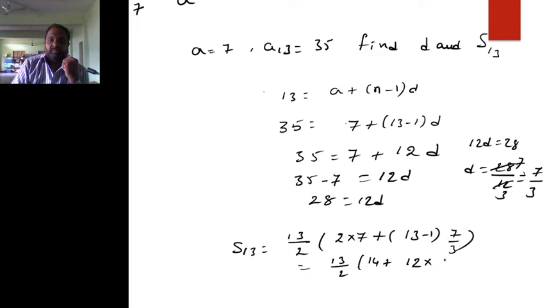That is equal to 13 by 2 into (14 plus 28). How much is 14 plus 28? 14 plus 28 is 42. Then 13 by 2 into 42 gives 13 into 21. So the answer is 273.